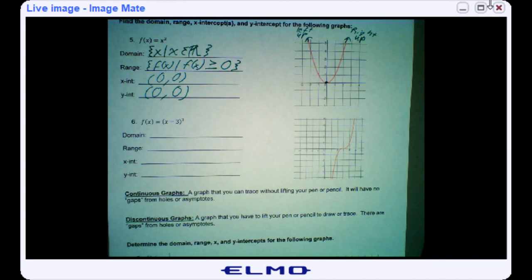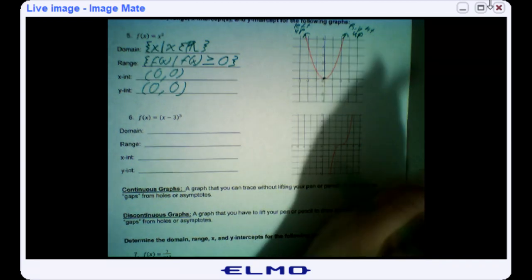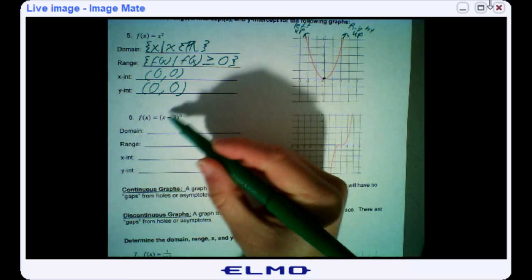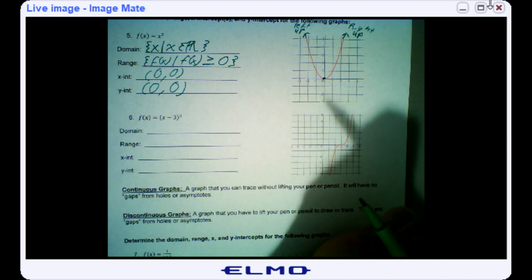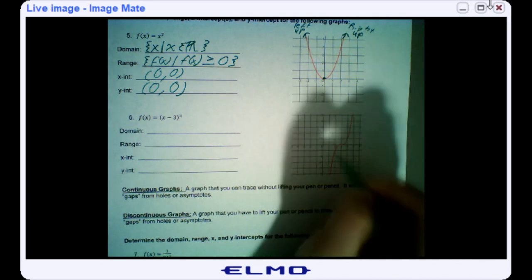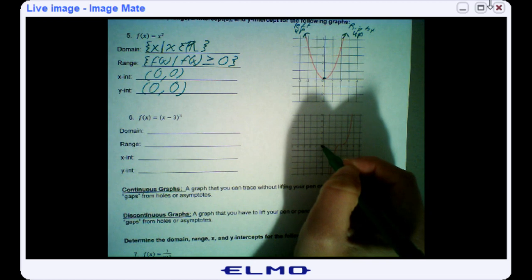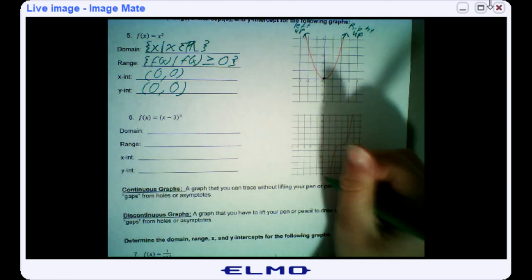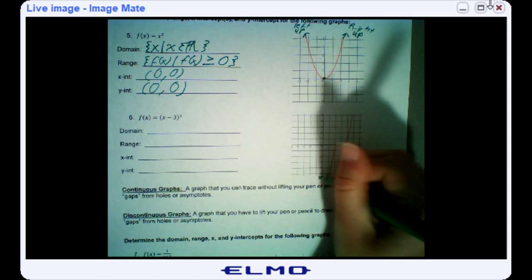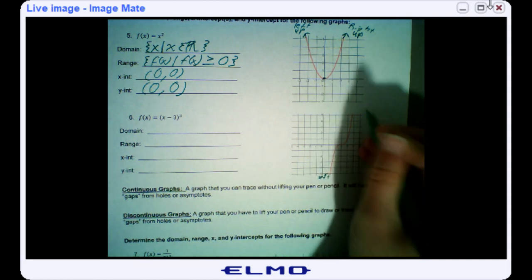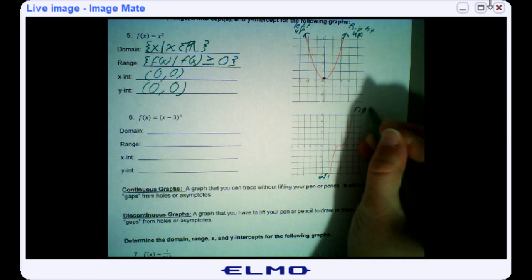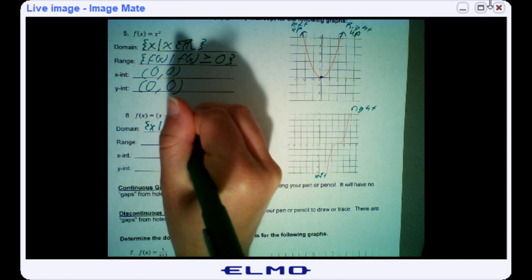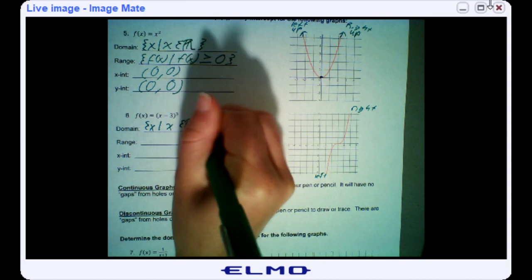For problem 6, this is our cubic function. I have transformed it. I'm moving right 3, and I know that because it's a minus 3 inside those parentheses, and I can see it in the graph because most of the time it crosses at 0, 0. So for my domain, I'm talking about left and right. I can go left forever, and I can go right forever. Therefore, my domain is going to be x, such as x is an element of all the real numbers.